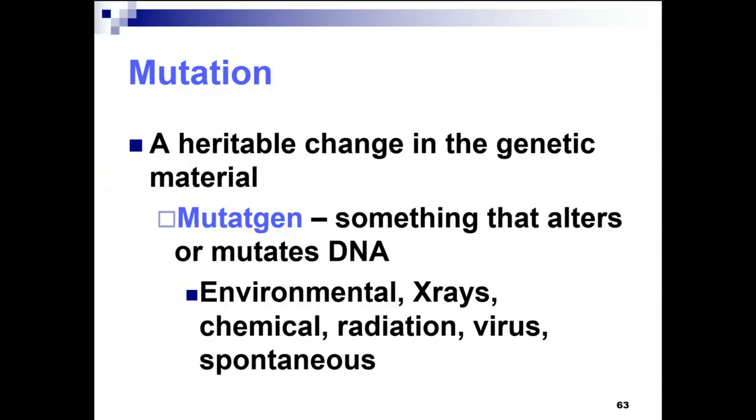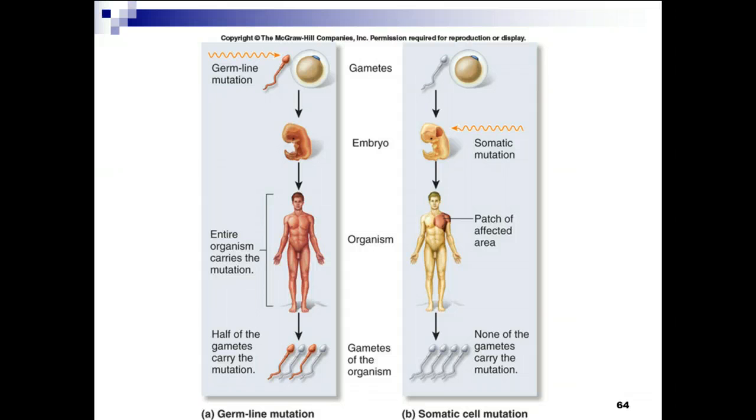A mutation is a heritable change in genetic material. A mutagen is something that alters or mutates DNA. Mutagens can be environmental, such as X-rays, chemicals, radiation, or viruses, or they can happen spontaneously. There are two main categories of mutations: germline mutations and somatic cell mutations.